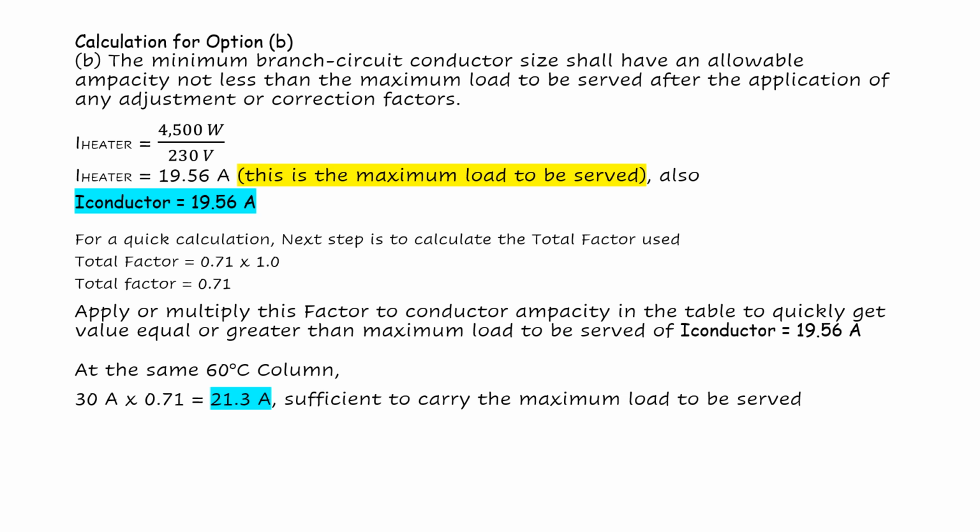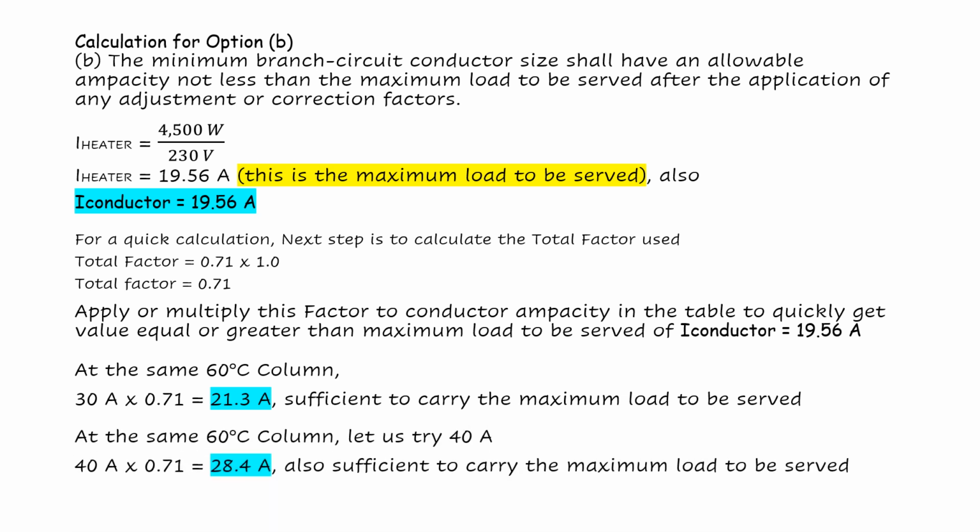Using again the same 60-degree column and using 30 ampere conductor ampacity, we multiply it by our total factor, 0.71, so we get 21.3 ampere. This is sufficient to carry the maximum load to be served of 19.56. At the same 60-degree column, let us try also 40 ampere as the conductor ampacity. Multiply it by our total factor, 0.71. We get 28.4 ampere. This is also sufficient to carry the maximum load to be served.